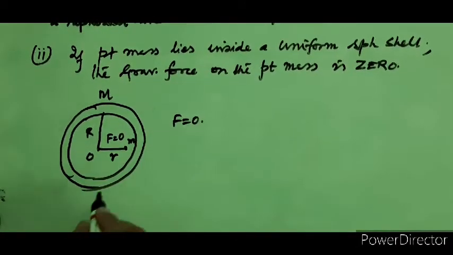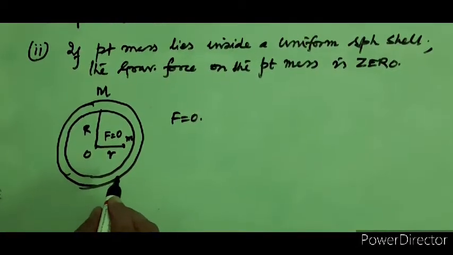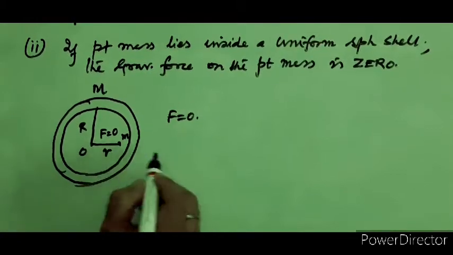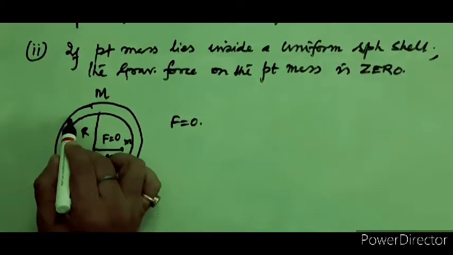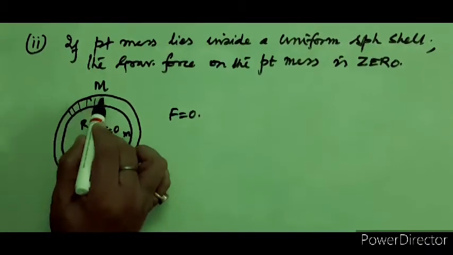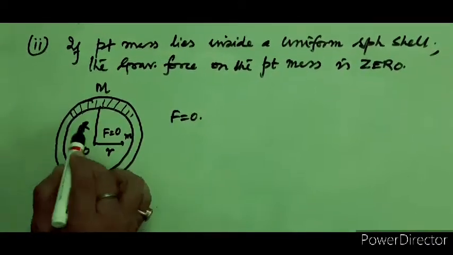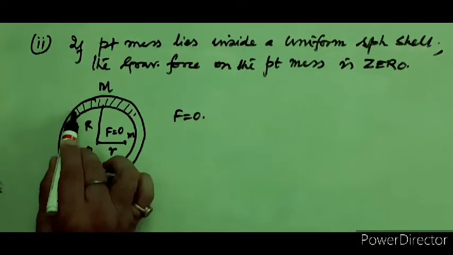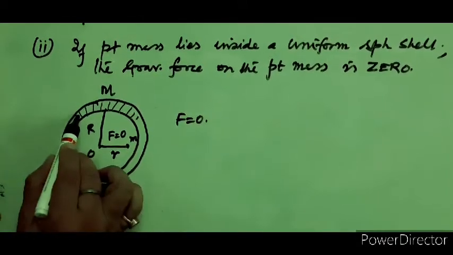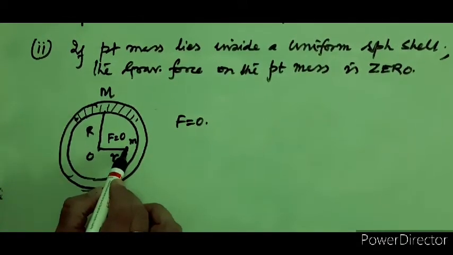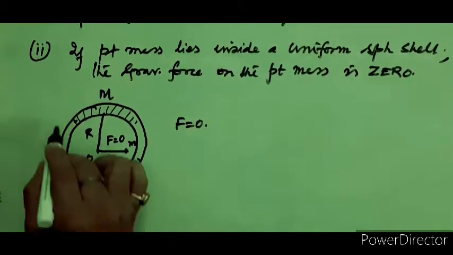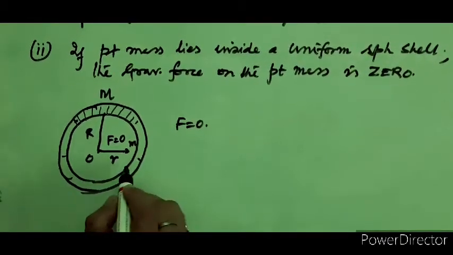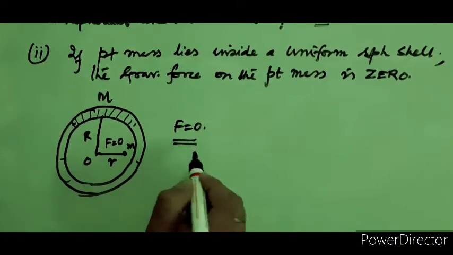Now tell me the reason. What should be the reason? The reason is that the spherical shell is made up of small pieces. So the force acting between one small piece and this mass, similarly on the other side, all the forces are going to be cancelled or neutralized. That's why the force is 0.